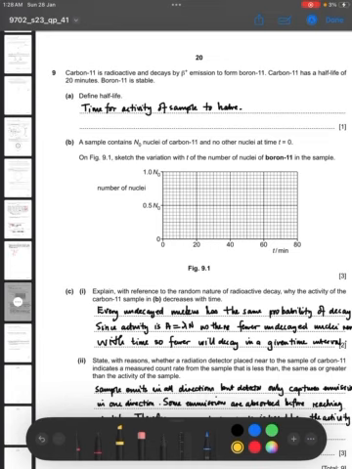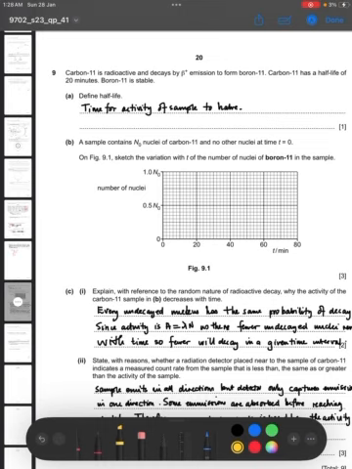Here I just defined half-life by saying half-life is the time taken for the activity of a sample to halve. I will not define what activity is at this stage, but it could also be called the time for the number of nuclei present, or for the initial number of nuclei, to halve. It can also be said to be the time for the count rate to halve.